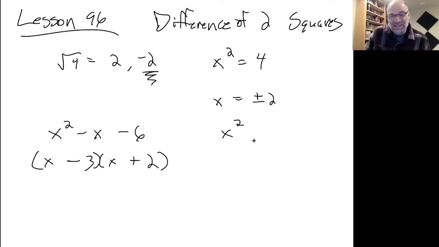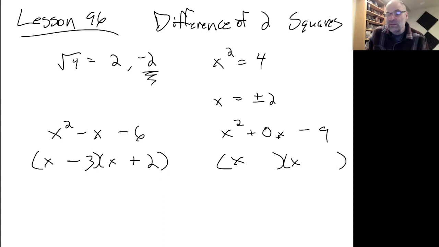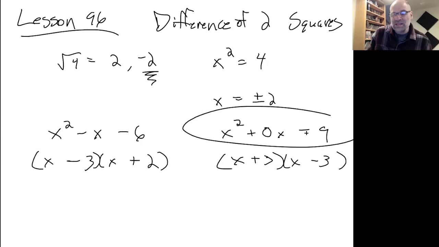What if there was like a 0x and a negative 9? Well, same thing. What two numbers multiply to get negative 9, but then when you add them together, they cancel out? You guys know? 3, negative 3. Yeah, positive 3 and negative 3. Okay, so now you won't see anything like this because it's silly to write a 0x, right? So what you're going to see is called a difference of two squares.